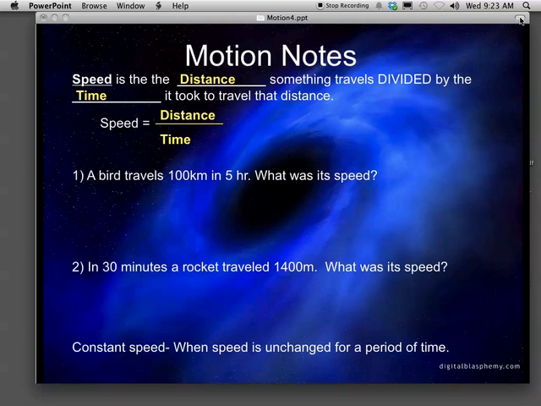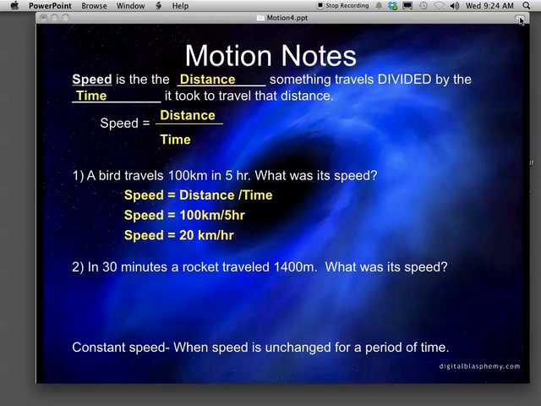So if a bird travels 100 kilometers, that's the distance, and it took 5 hours, that's the time. We always follow our steps when solving problems. Write the formula, substitute in the numbers, and then give an answer with units. We did this yesterday.